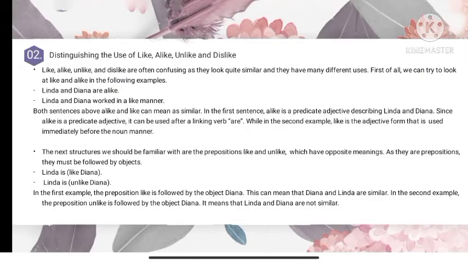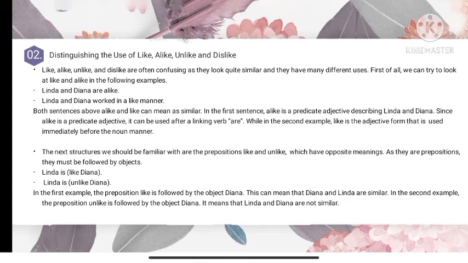Number 2. Distinguishing the use of like, unlike, and dislike. Like, unlike, and dislike are often confusing as they look quite familiar and they have many different uses. First of all, we can look at like and alike in the following examples. Linda and Diana are alike. Linda and Diana work in a like manner.